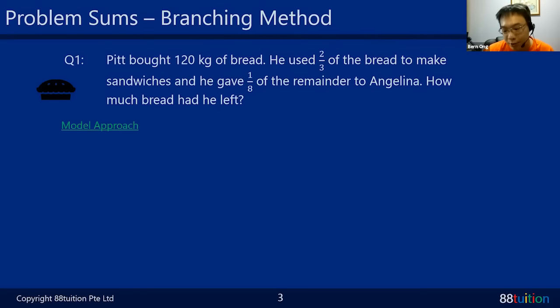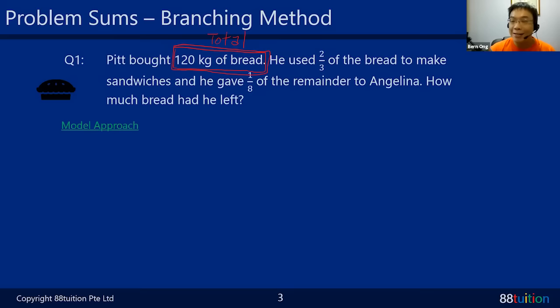So I'm going to show you some approaches on this. The first approach is obviously the model method, the one that you learn in school. Check this out. Pete bought 120 kg of bread. Wow, that's a lot of bread. Why? COVID-19, had to stock up a bit. So 120 kg of bread is considered the total, the total amount of bread that he bought.